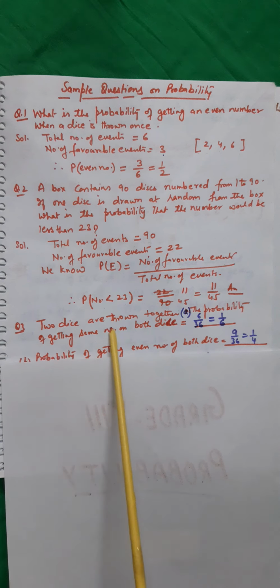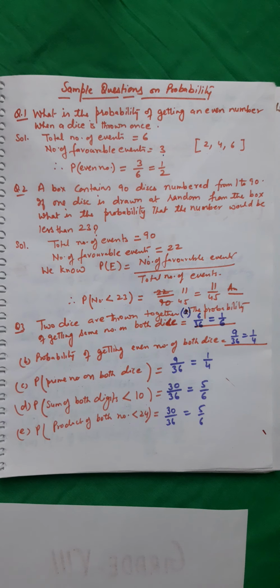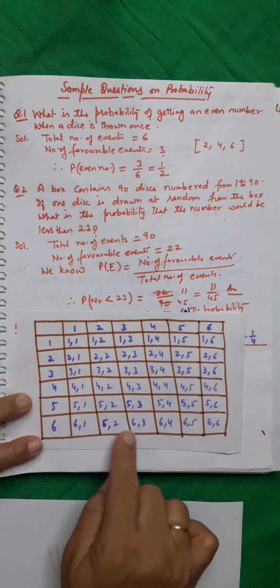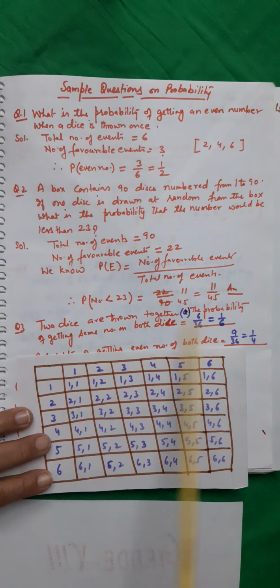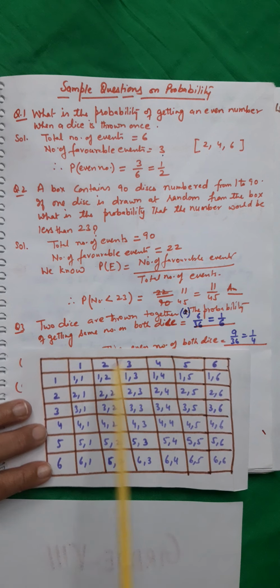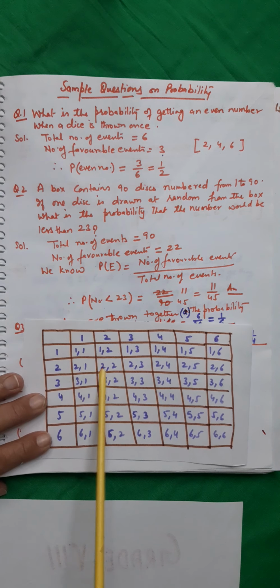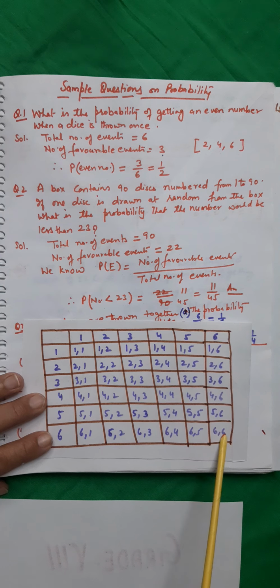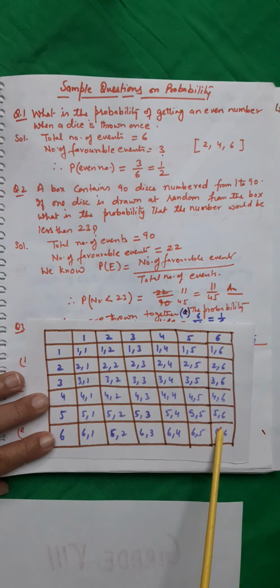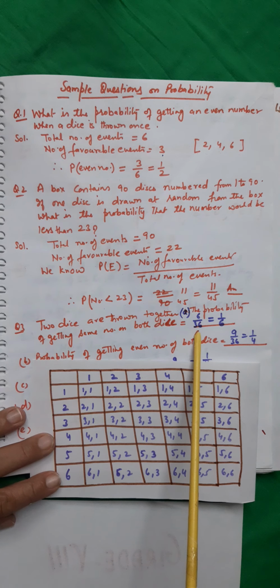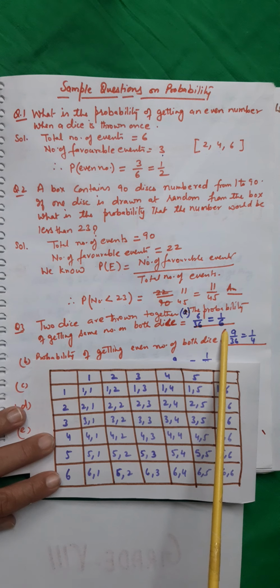Question 3. Two dice are thrown together. Find the probability of getting same number on the both sides. Now, let us see here, this is the sample space for the throw of two dice. The question is, what is the probability of getting same number on both dice? Same number on both dice means 1,1; 2,2; 3,3; 4,4; 5,5 and 6,6. So out of 36 outcomes, I have 6 favorable outcomes. So it's going to be 6 upon 36, which is equal to 1 by 6.